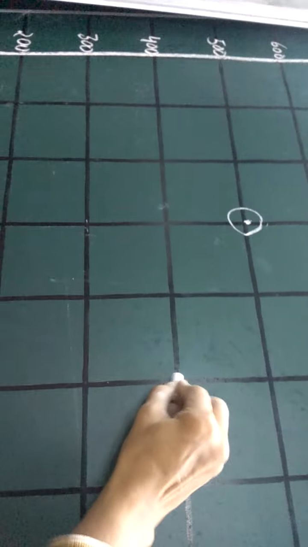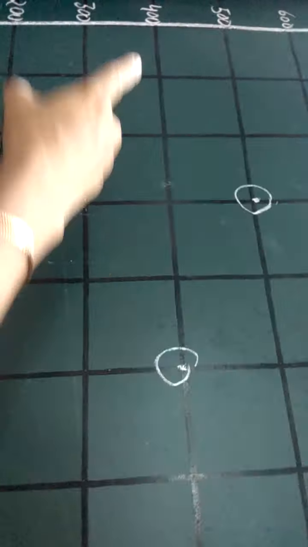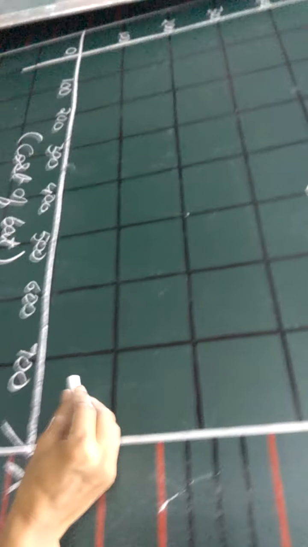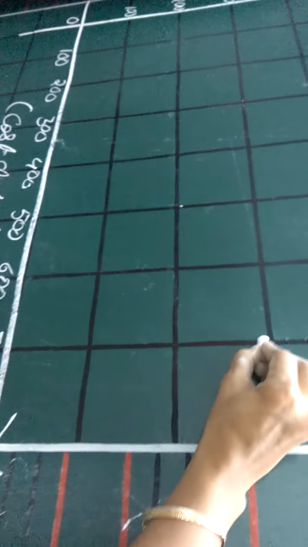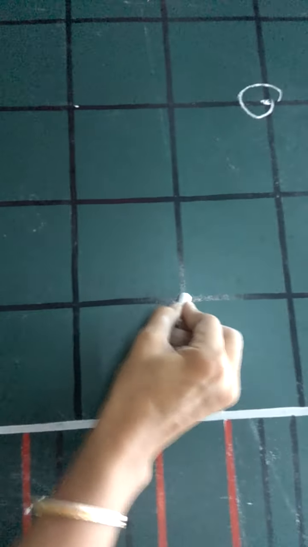Now the second value is x 500, y 400. So here is x 500 and y is 400. So let's move to this point. 400, that is 400. Then the third is x 700, y 300. Here is x 700 and y 300. So start moving from 700, and at 300 we will mark it here.